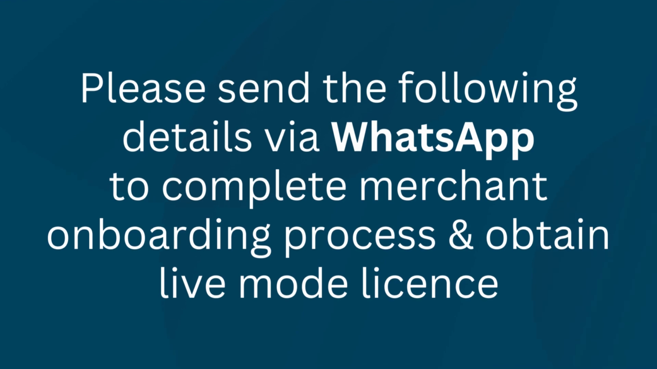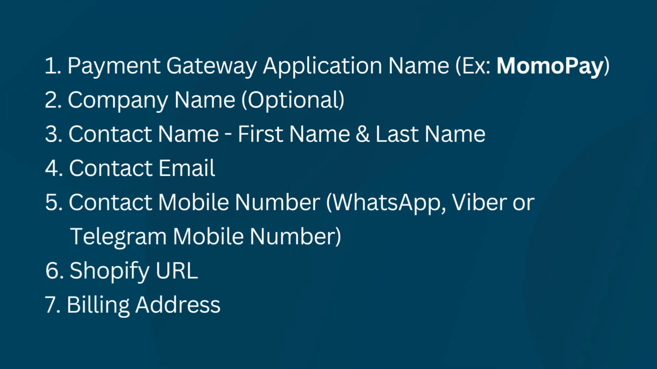Please send the following details via WhatsApp to complete the merchant onboarding process and obtain live mode license. 1. Payment gateway application name, example, MomoPay. 2. Company name, optional. 3. Contact name, first name and last name. 4. Contact email. 5. Contact mobile number, WhatsApp, Viber, or Telegram mobile number. 6. Shopify URL. 7. Billing address.